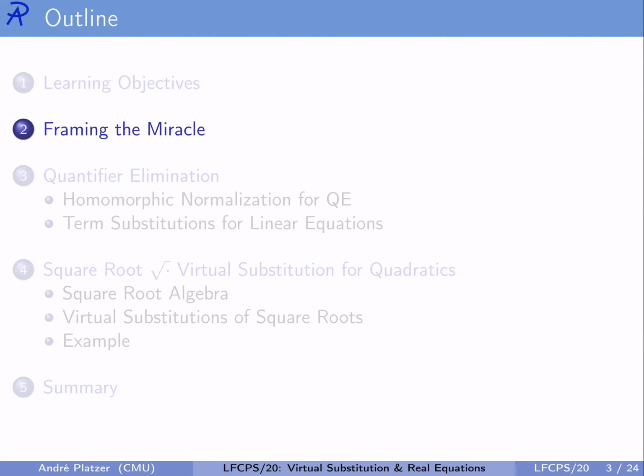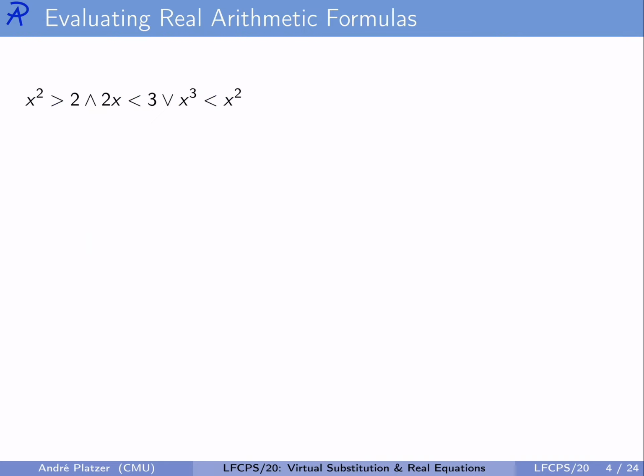First of all, let's begin by framing the miracle of real arithmetic. What is real arithmetic? Well, here's a formula of real arithmetic which just says x squared greater than 2 and 2x is less than 3, or x cubed is less than x squared. That's clearly real arithmetic. What can we do with it?